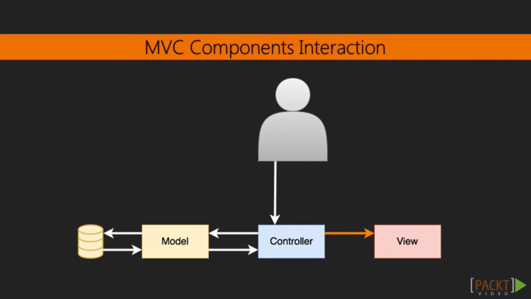The controller passes the data to the view to produce the required presentation of the data. The view generates the required presentation of data and returns it to the controller. The controller passes the response back to the user, giving him the profile details he requested.